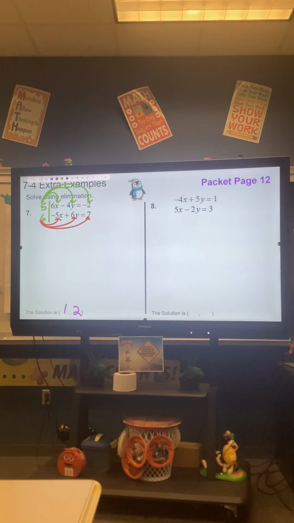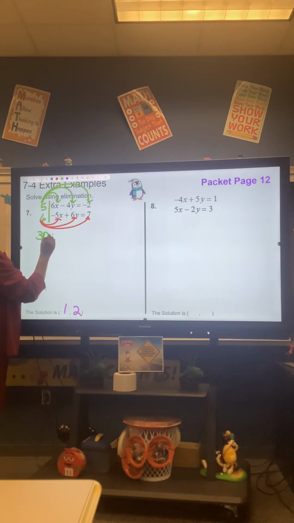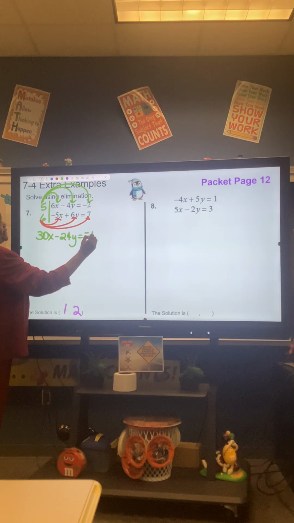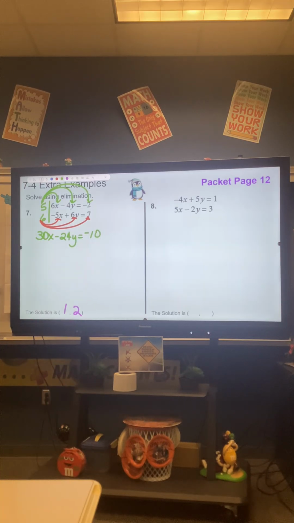A negative and a negative should give you a what? All right, put your X's on there. I got 30X minus 24Y is equal to a negative 10. Give me a thumbs up if you got the first equation right. We halfway there. All right, good job. Now let's get the second one right.